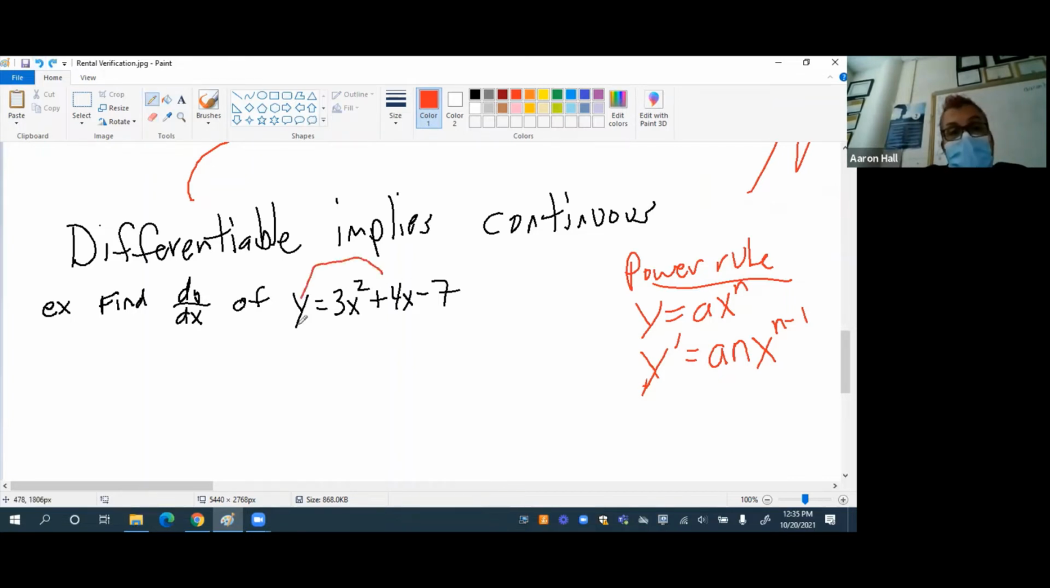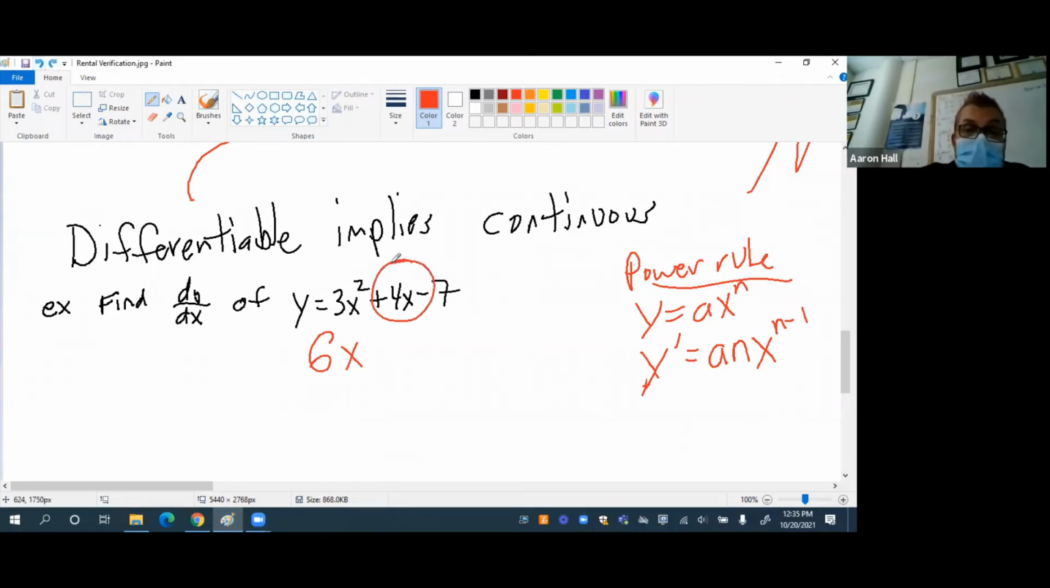What's A? What is A? 3. What is N? 2. So if I'm using the power rule, I need to multiply A with the N, right? So if I multiply the A with the N, what do I get? 6. I have 6x to the power of what? What do we do with the exponents? Yeah, we subtract 1 from the exponent, so that would be 2 minus 1, which is just 1. I could write it there or just ignore it.